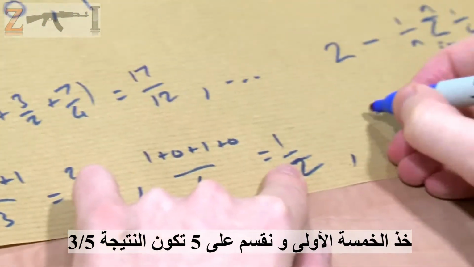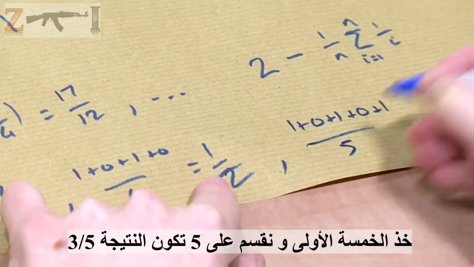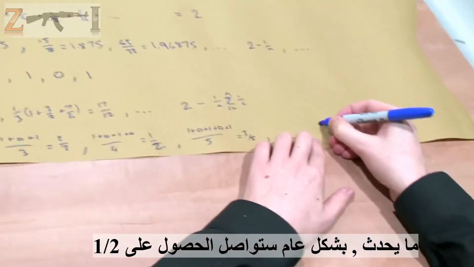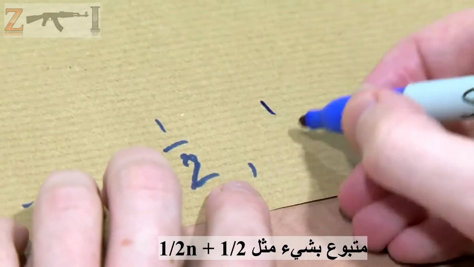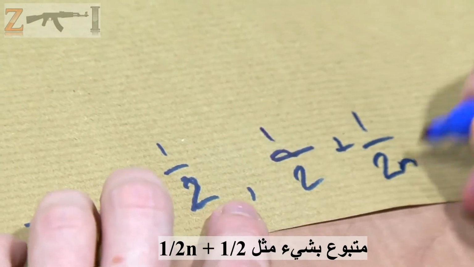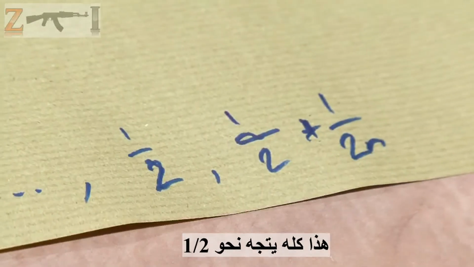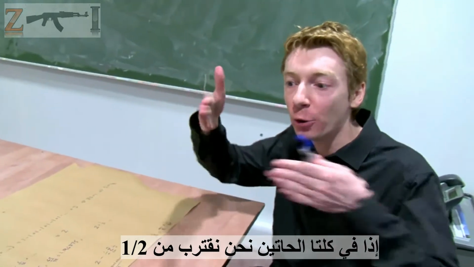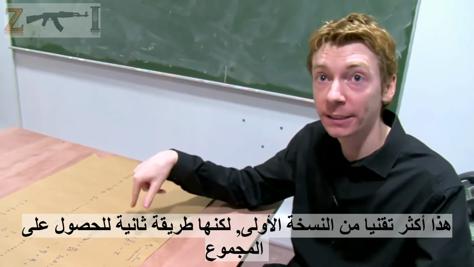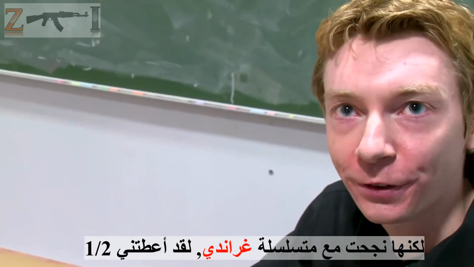Take the first 5. So you might be able to see what's going on here. Divide by 5. So that's 3/5. And what happens is, in general, you keep going. In general, you'll get a half followed by something like a half plus 1 over 2n. There we go. Again, you get some junk here that's going smaller and smaller and smaller. This is all tending towards a half. So together, you're zoning in onto the number 1/2. So this is more technical than the other version I did, but it's a second way to get sums. You average the partial sums, but it works for Grandi's series. It gives me a half.